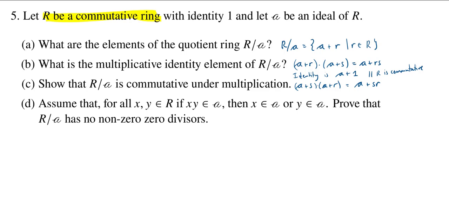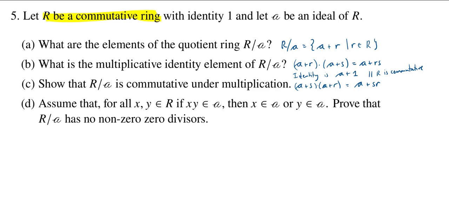Okay, finally, assume that for all x and y in R, if xy is in A, then x is in A or y is in A. Prove that R modulo A has no non-zero zero divisors. This is actually just a restatement of something we proved in class, namely, if you had a prime ideal, then the quotient ring is an integral domain. This first condition is just saying that we have a prime ideal. Well, it's actually a reformulation of our definition of prime ideal, but again, we proved it was equivalent. And this last bit saying that R modulo A has no non-zero zero divisors just means R modulo A is an integral domain. So we just want to reprove this.